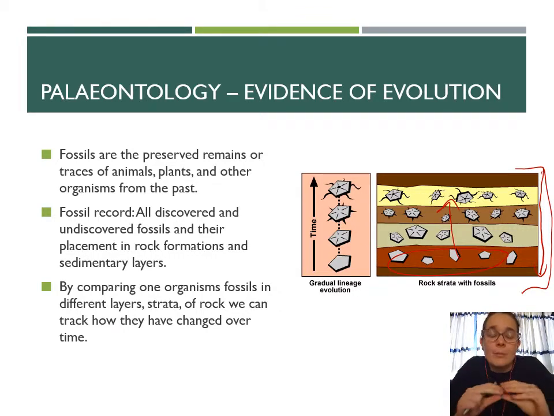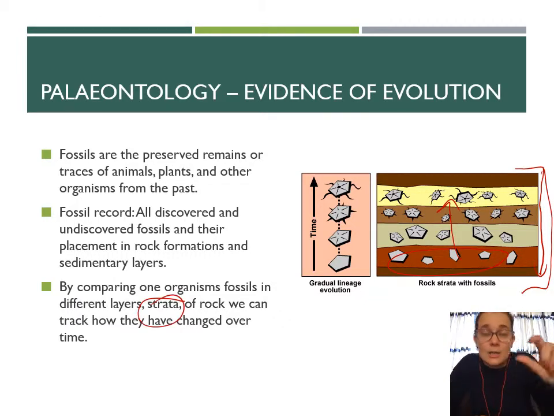So we can compare the different layers, which in the science world we call strata. We compare the different strata of rock, and we compare the fossils that are found in them to show that these organisms are slowly changing over time. And there are things that we can propose from that as well. So are they getting sharper teeth, which would show us that they're eating a different type of food? Is there evidence to show that they had more fur?